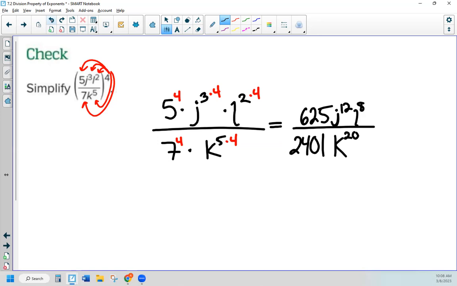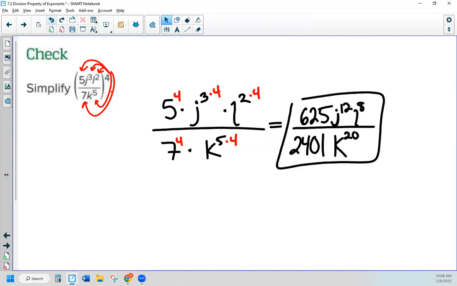Now, 625, I'm putting it in my calculator as a fraction over 2401. And let me see if it gives me a reduced amount. No, it doesn't give me anything nice. So that is what I'm going to keep as my final answer. All right. How do we feel?